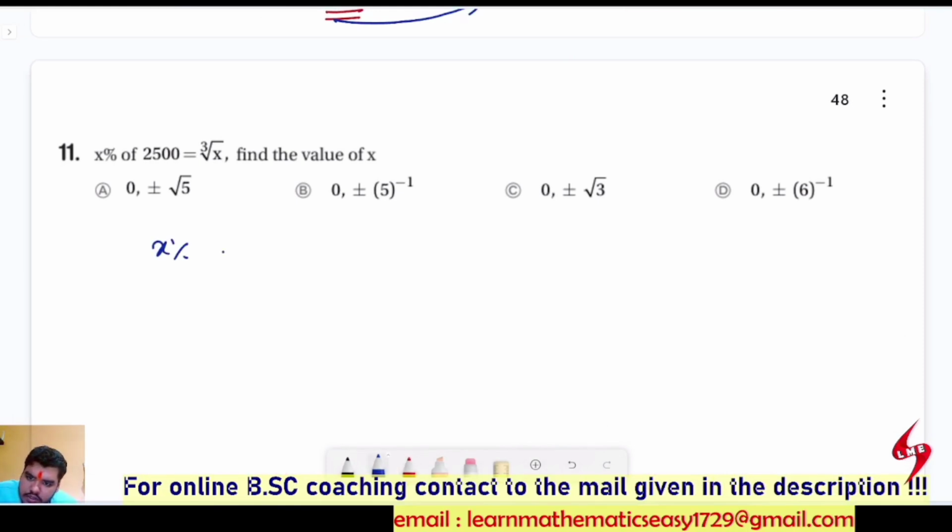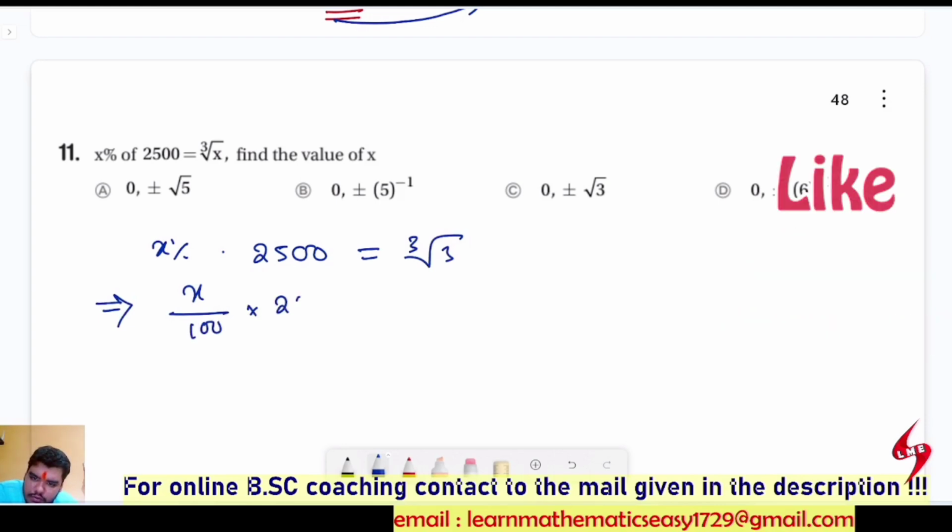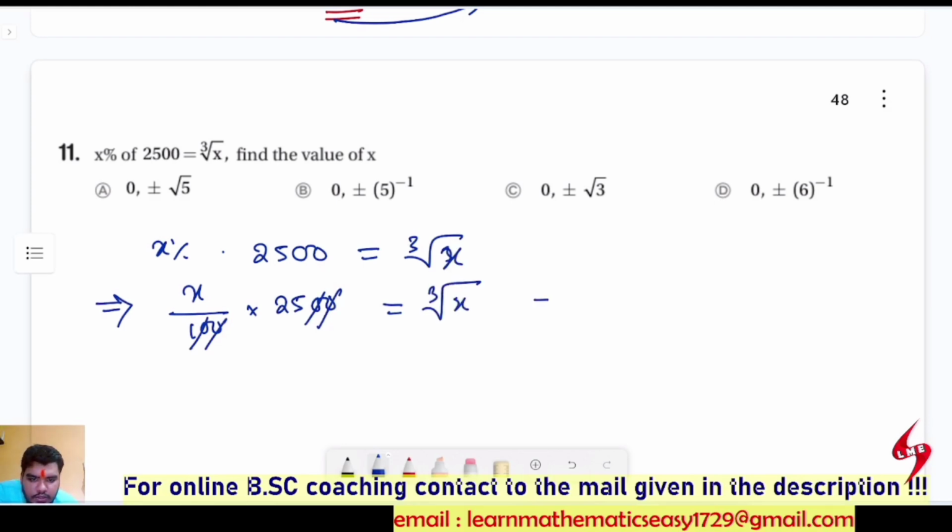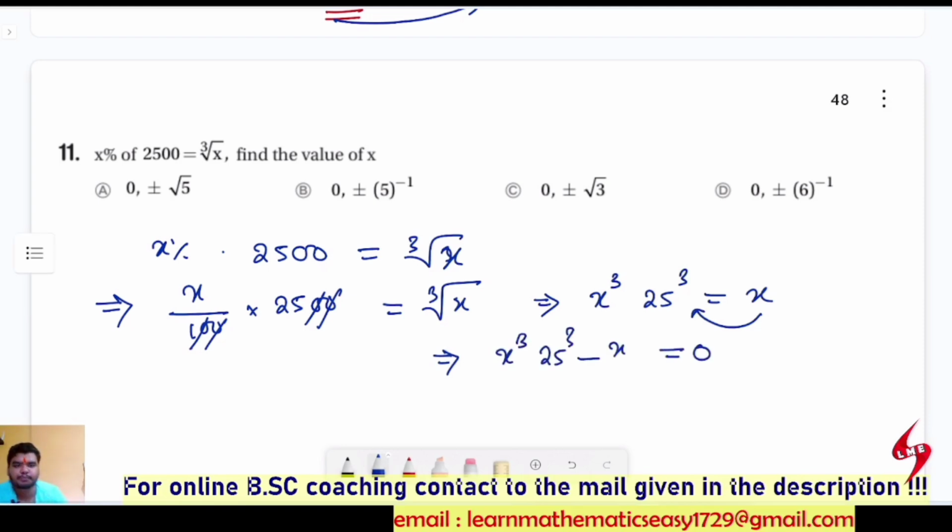So x% into 2500 cube root of 3. So x% means x by 100 into 2500, I am cancelling out this 0, and this is my cube root of x. So if I cube both sides, that's what I'm getting. So if I take this one to the left side, that will be x cube 25 cube minus x equals 0.